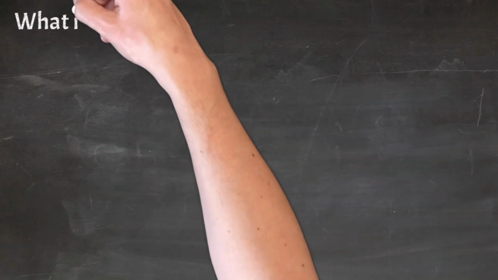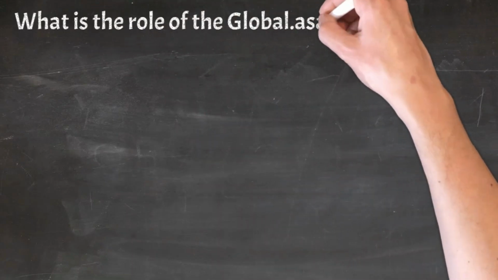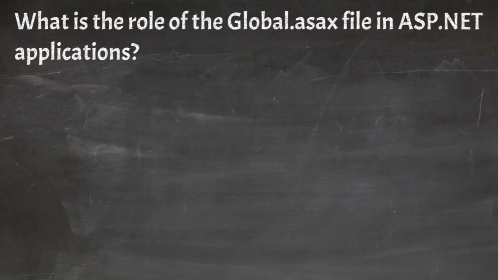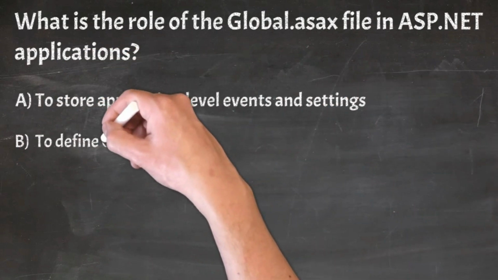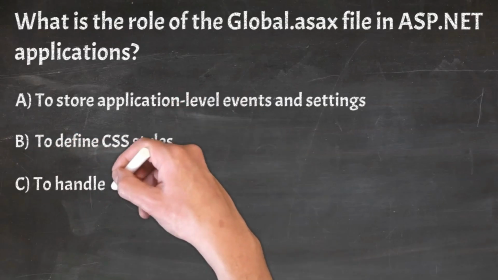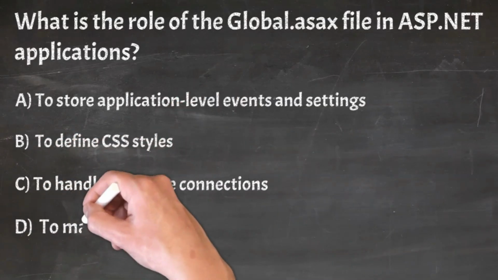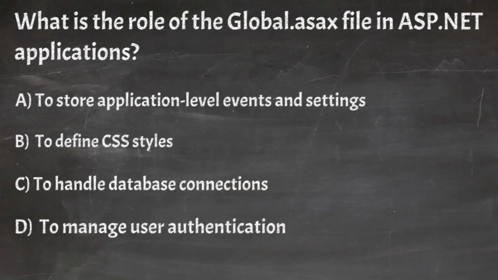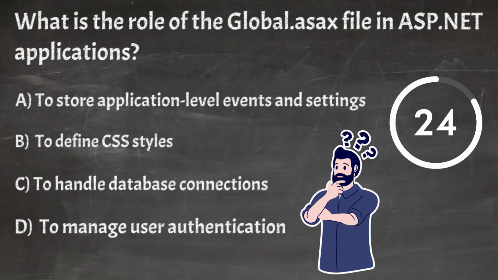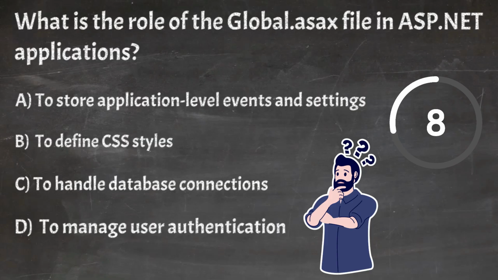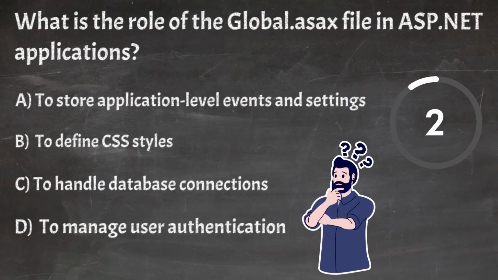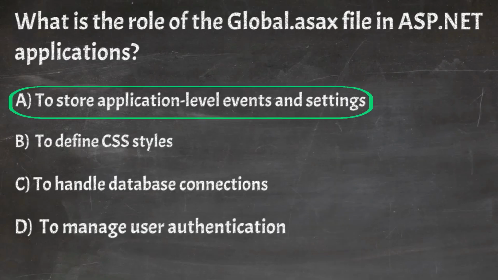Question 9. What is the role of the global.asax file in ASP.NET applications? A. To store application level events and settings. B. To define CSS styles. C. To handle database connections. D. To manage user authentication. Correct answer A. To store application level events and settings.